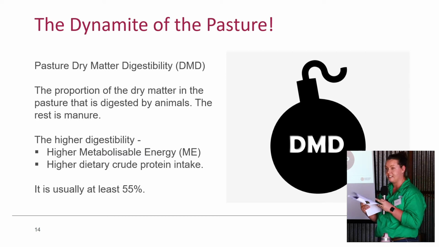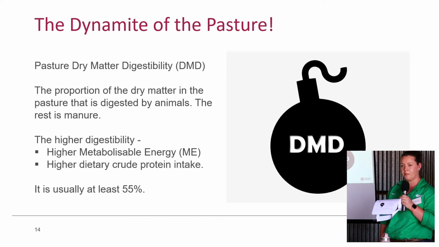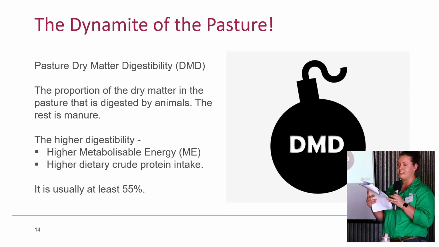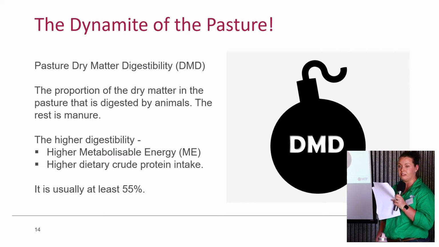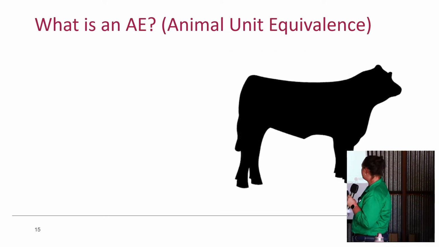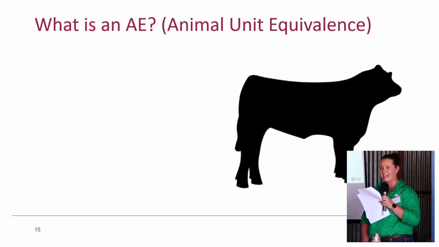How can this be tested? Does anyone know? With NIRS testing, that's how they actually calculate that. So that's through the fecal testing. What is an AE?